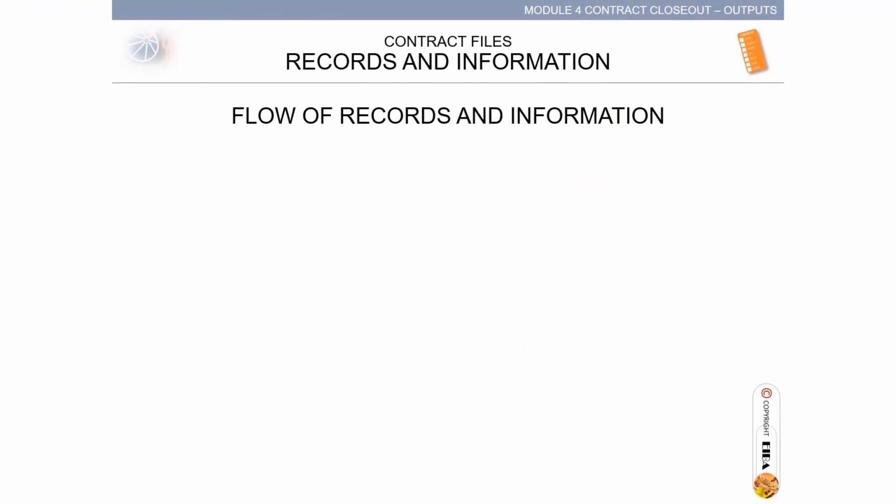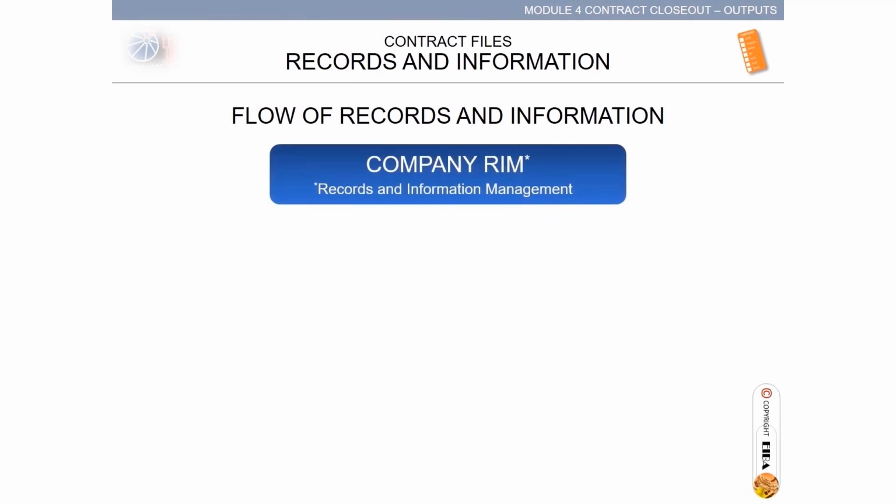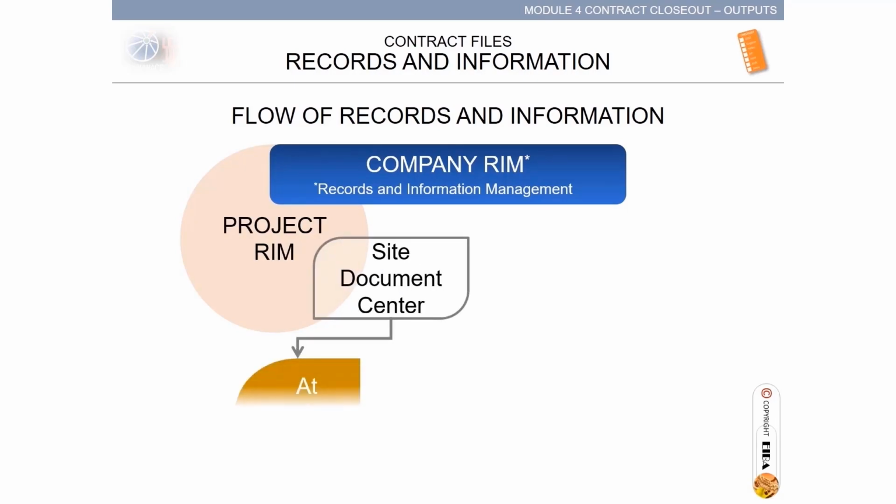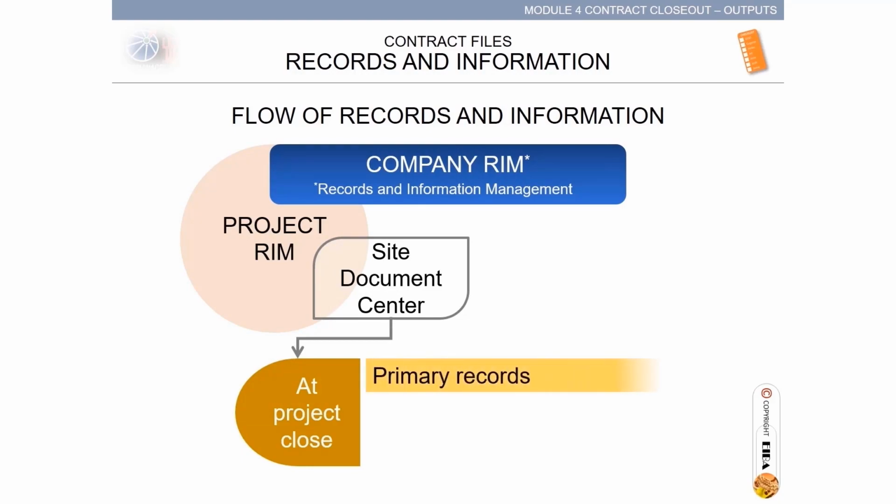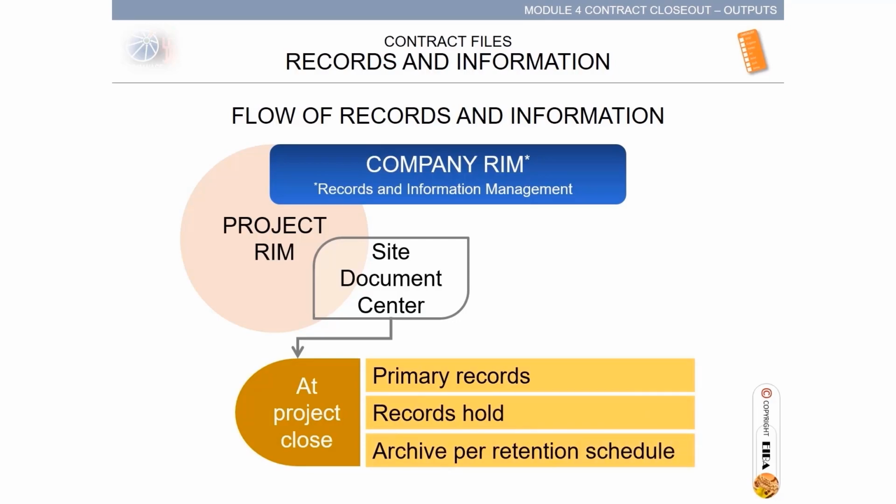Records and information of the project has a flow of records and information. These are handled according to the company's records and information management or RIM system. The project RIM is subordinated by the company's RIM system and is maintained at Site Document Center. At the project close, documents are primary records, comply with records hold, and are archived per retention schedule.